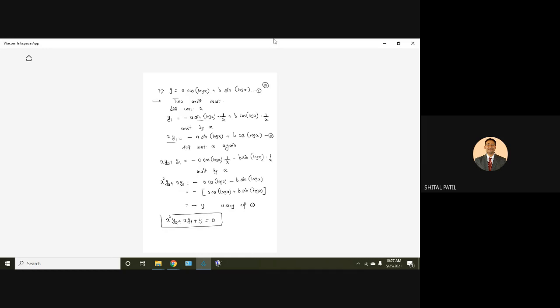This type of equations, they are known as Euler's homogeneous equation. Study this in M3. Just write it and keep it aside. Here it is not required. Name is Euler's homogeneous equation. x square y2, x y1. Next term will be x cube y3, x raised to 4 y4, like this. These are known as Euler's homogeneous equation. Legendre's homogeneous equation is also there. These two types of differential equations you will study in the M3.